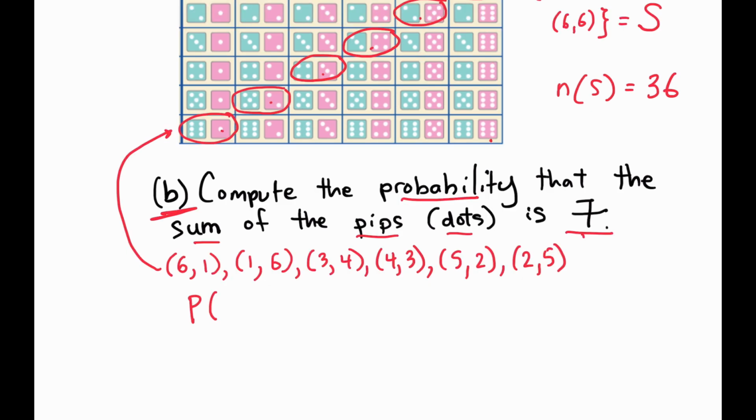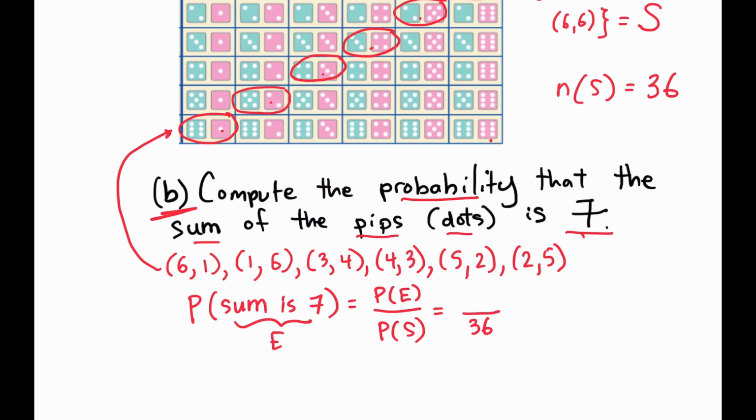The probability that the sum is 7, and let's call this our event E, is equal to the number of outcomes in E divided by the number of things in the sample space. We know that there are 36 things in the sample space, and we have 6 things in this event E. So 1/6 is our final answer.